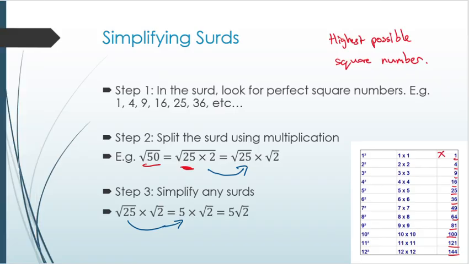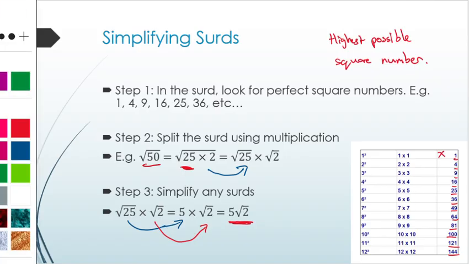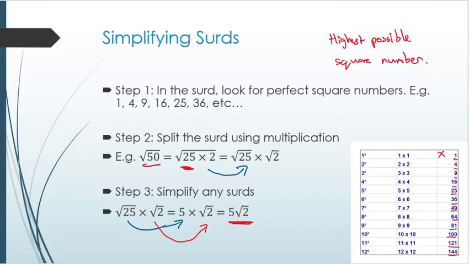Now, do you know what the square root of 2 is? No. So it's actually going to just stay the same. So this here will stay like that. Okay? Now, once you do that, you want to get rid of the times sign or the multiplication sign and then just put it together. So your final answer will be 5 root 2. So that's about it.